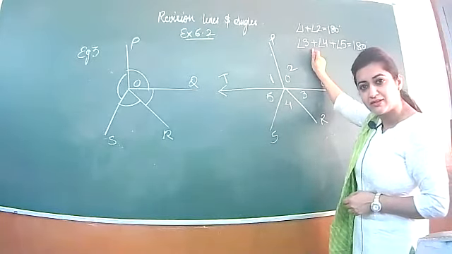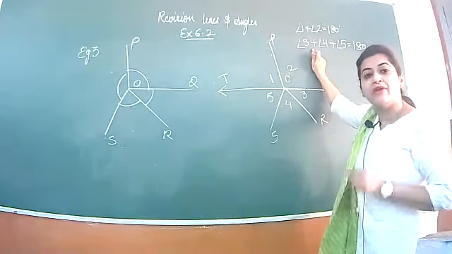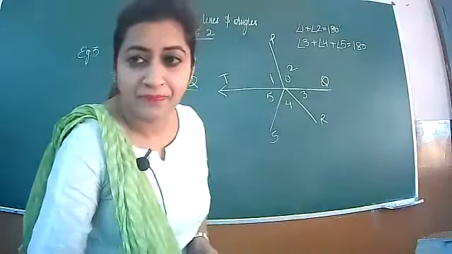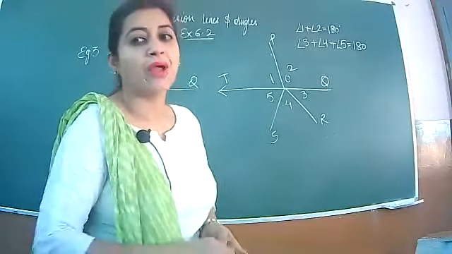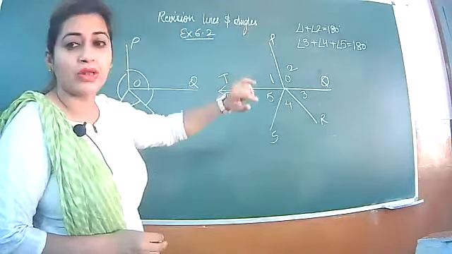Am I correct? No, it is angles on a straight line. When more than 2 angles are there, it will be angles on a straight line. And in case of 2 angles, it will be linear pair. Got it? So I have written all these angles.